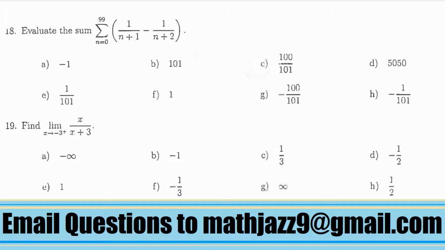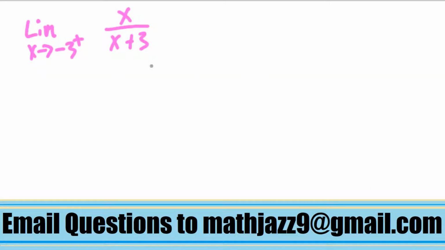The next one is the limit as x goes to negative 3 from the right of x over x plus 3. We want to figure out this limit. Notice that we have an asymptote here because the root on the bottom isn't balanced by a corresponding root in the top. So this is going to have an asymptote at x equals negative 3.